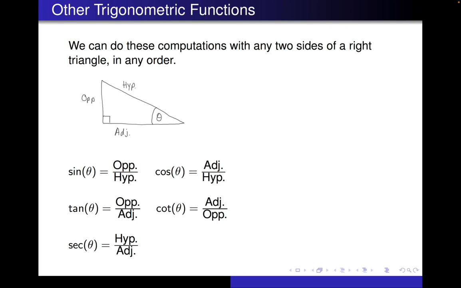And then the last one is cosecant of theta. We're going to work that one just like sine of theta, except we're going to switch the order of the opposite and hypotenuse. So cosecant of theta is going to be hypotenuse divided by opposite.